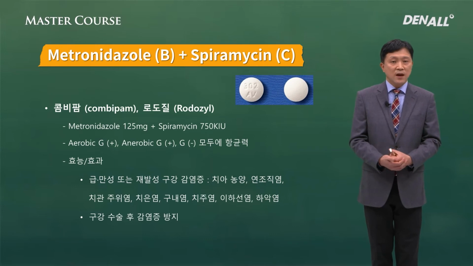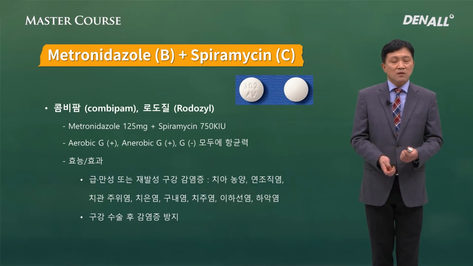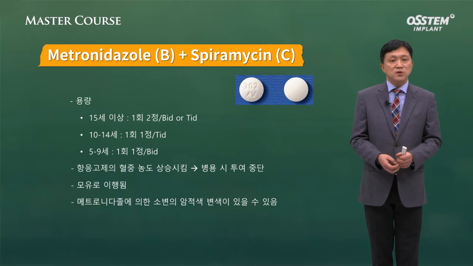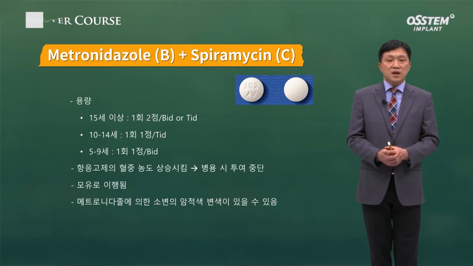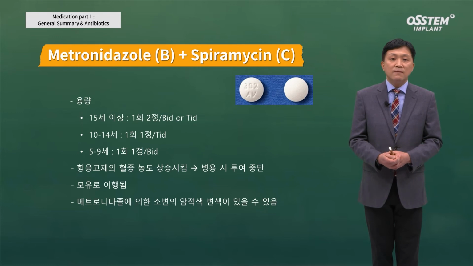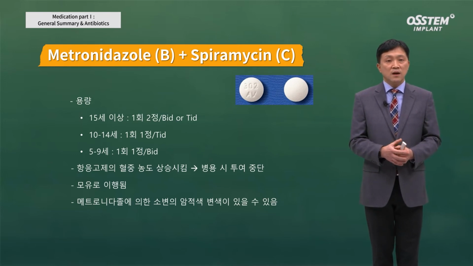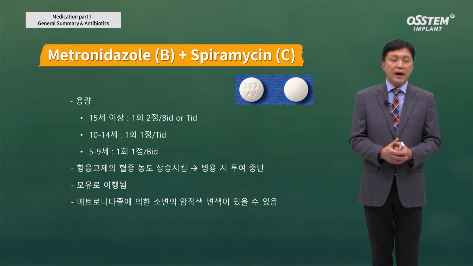Oral metronidazole is not really used in the medical area. For 15 years old or older, 2 pills at a time, BID or TID. For those on anticoagulants, it should not be used. The drug can be transferred to breast milk. While on the drug, urine can become dark color because of metronidazole.